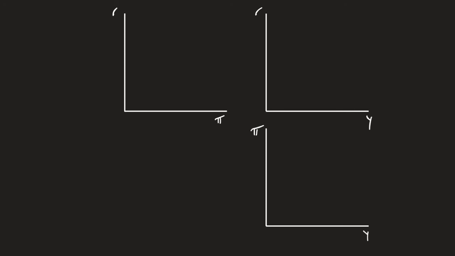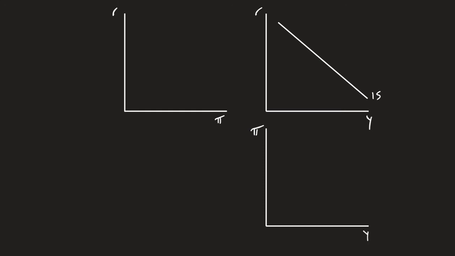So let's look at our overall model if we are at the zero lower bound. Now, the zero lower bound impacts monetary policy, which will impact overall aggregate demand, but it has no impact on fiscal policy or the IS curve. So we're just going to go ahead and start by drawing the IS curve normally.